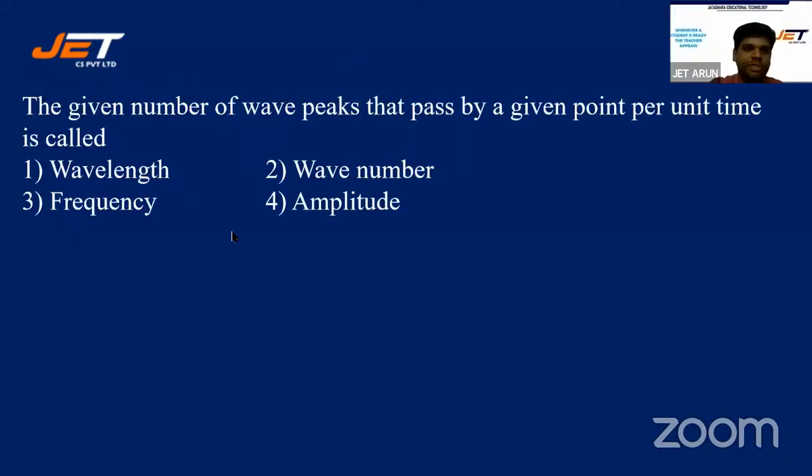Let's go for the next one. The given number of wave peaks that pass by a given point per unit time is called: wavelength, wave number, frequency, amplitude. The given number of wave peaks that pass by a given point.